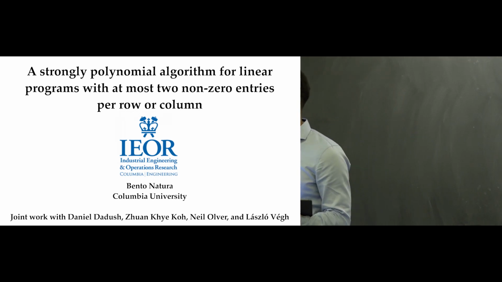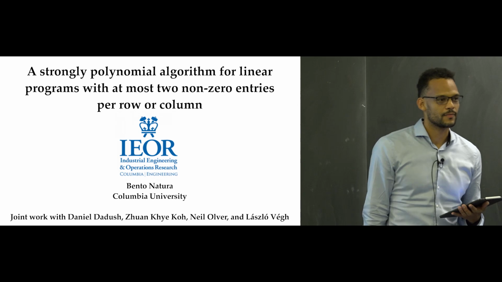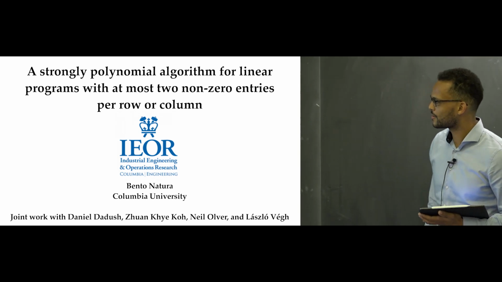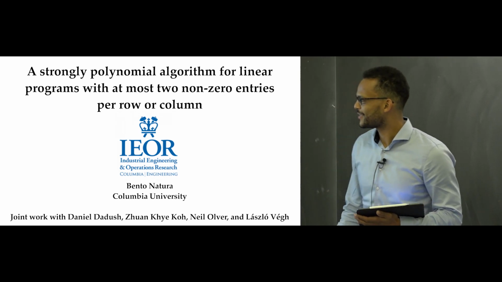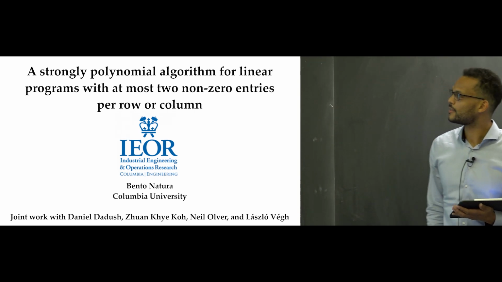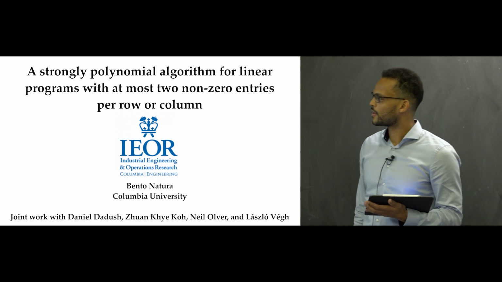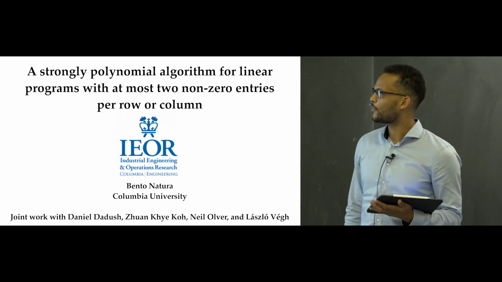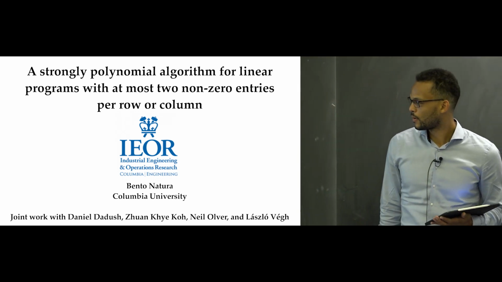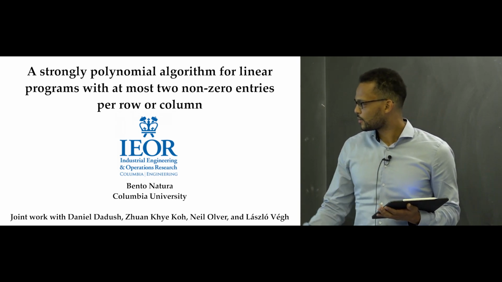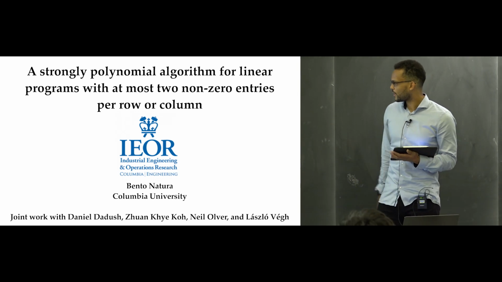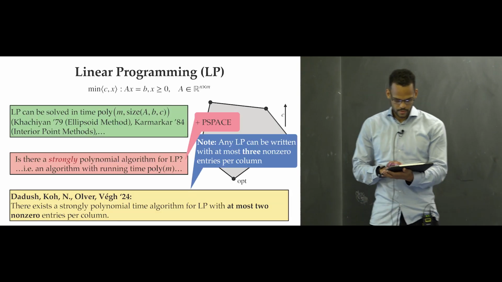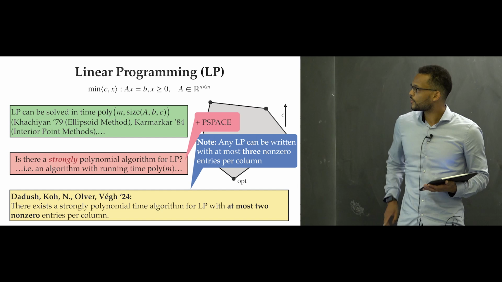So what I'm going to talk about is research that essentially spanned a few years of us that I would say not culminated, but as a nice intermediate step has this result here, that we can now solve LPs with 2 non-zero entries per column or row in strongly polynomial time. And that's joint work with Daniel, with Cedric, who did his master's here, bachelor and master, with Neil, and with Lazi.